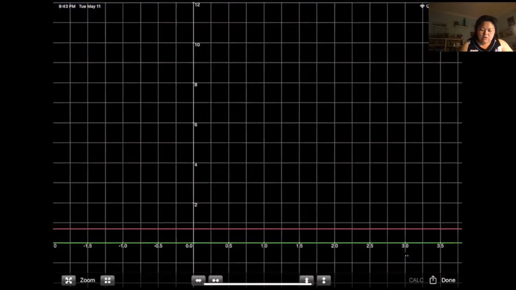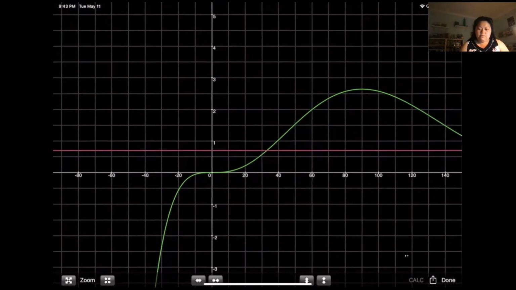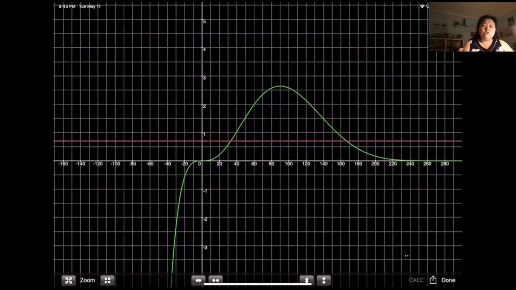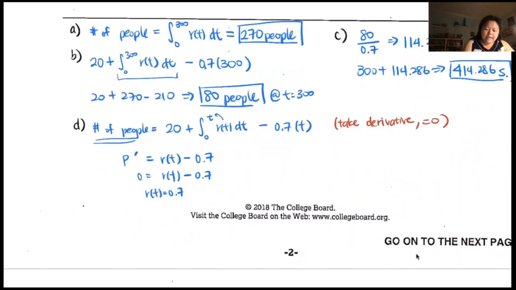So graph. Oh, that's not very fun to see. Oh, there you go. And you see on my graphing calculator here, we have two intersections. We have one here at x equals 33.013 and one more here at x equals 166.575. Okay, let's put that on our paper. So when does that happen? It happens when t is equal to 33.013 and t equals 166.575.